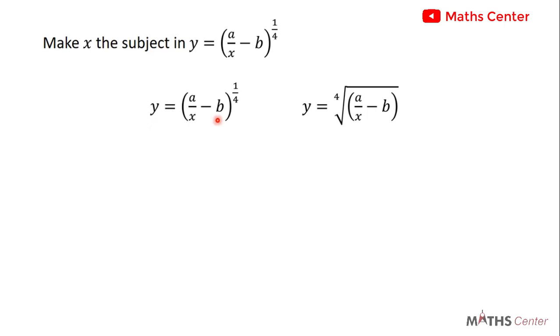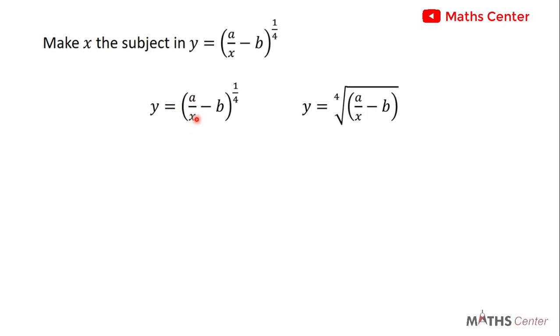So this question here can also be written as this: y is equal to the fourth root of a over x minus b. So in the previous examples, we were considering square roots. Here we're considering third roots and fourth roots and fifth roots and so on. That's what we mean by higher roots. Okay, so how do we solve this question?